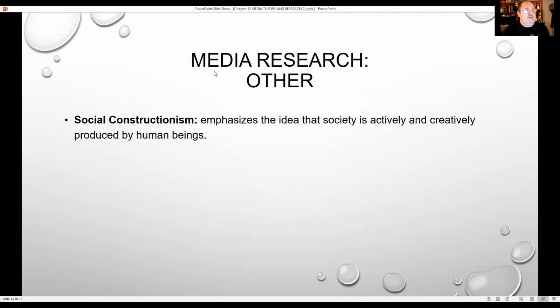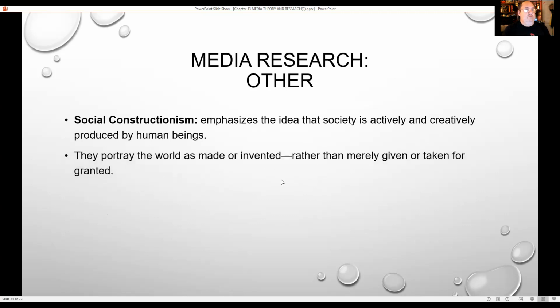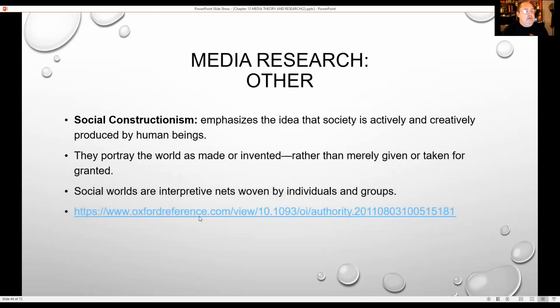Social constructionism emphasizes the idea that society is actively and creatively produced by human beings. They portray the world as made or invented rather than merely given or taken for granted. Social worlds are interpretive nets woven by individuals and groups. And this could be negative or positive.